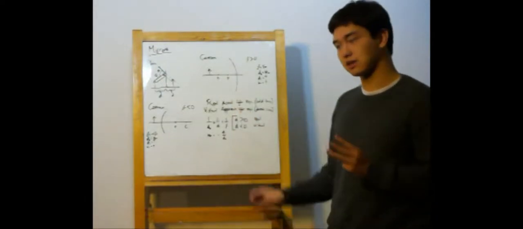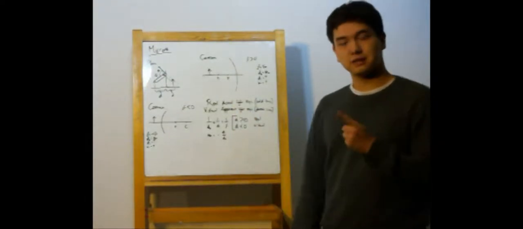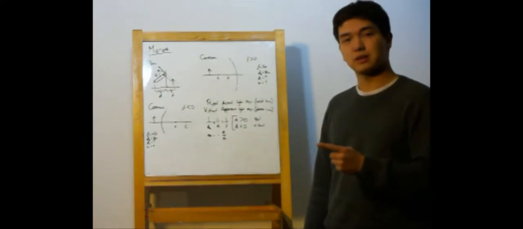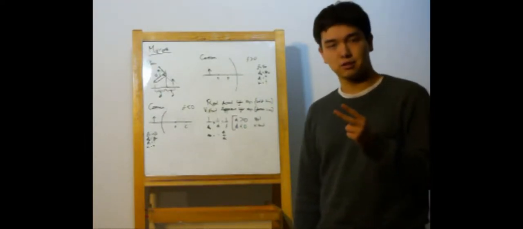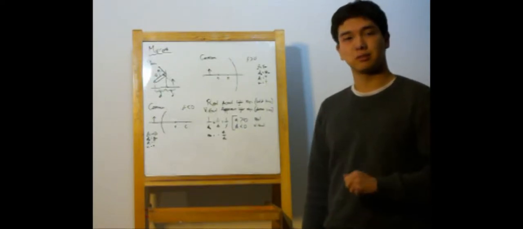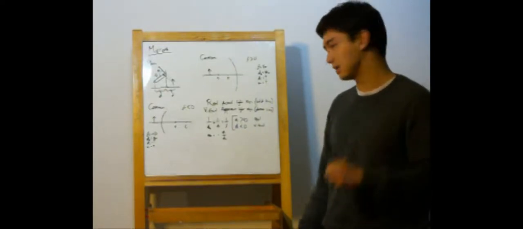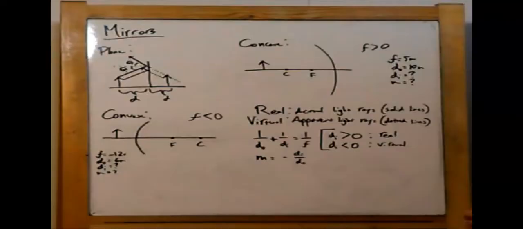So there's three rules that you're going to need to find out where an image is. First up, you only need two rays to find out where the image is. Second, a ray that is parallel to the axis is going to reflect through the focal point. Third, a ray that reflects through the focal point is going to reflect parallel to the axis. So let me show you what I mean.